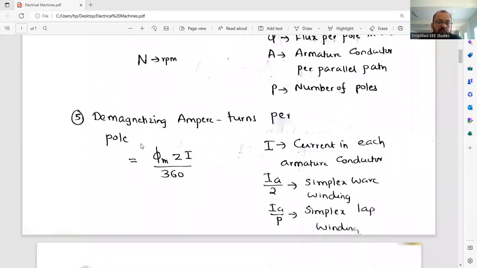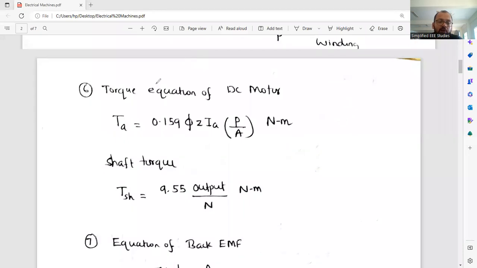Another very important equation is the torque equation of a DC motor. That is TA is equal to 0.159 into phi Z IA into P by A. This is very, very important. Phi is the flux, Z is the conductor, IA is the armature current, P is the number of poles, and A is the number of armature parallel paths. The unit of torque is Newton meter. This point also I request you to note down. Compared to armature torque, the shaft torque is a little bit less.